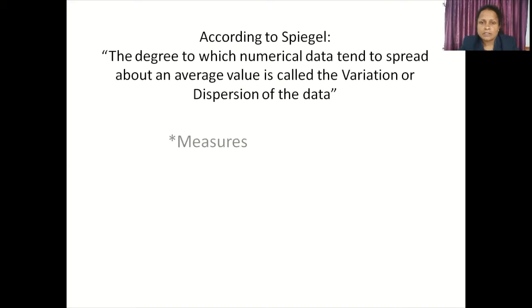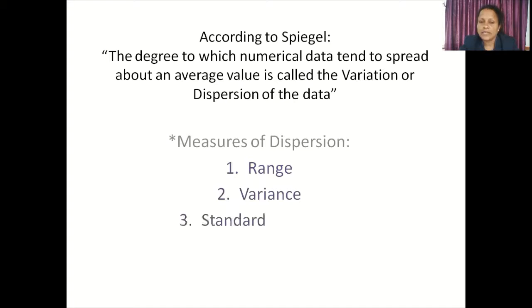Another definition: the degree to which numerical data tend to spread about an average value is called variation or dispersion of the data. These three measures are, first range, second variance, and third standard deviation. So we start with range.